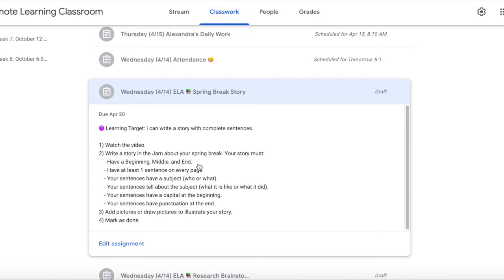Your story has to have a beginning, middle, and end. It has to have at least one sentence on every page. Now, the next few directions are reminding you what a sentence has to have. Remember, a sentence has four things. It has a subject, the who or what in the sentence, and it has a verb, the thing that tells what the subject is like or what it did. Sentences have a capital at the beginning and they have punctuation at the end. And they tell a complete idea. To be done with this assignment, you're also going to need to have pictures on every page.